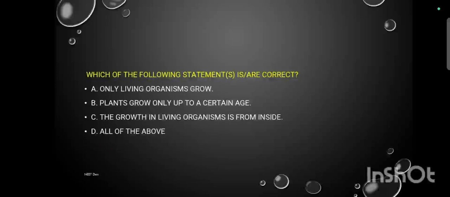Classification. Question. Which of the following statements are correct? A. Only living organisms grow. B. Plants grow only up to certain age. C. The growth in living organisms is from inside. D. All of the above. The correct answer here is C. The growth in living organisms is from inside.